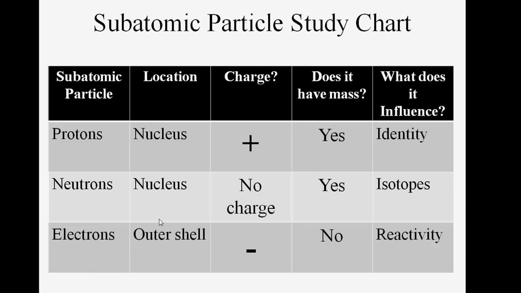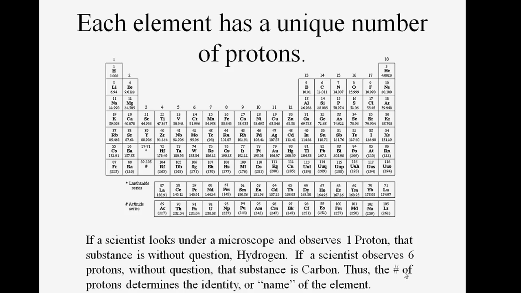And then the electrons, last but not least, are found where? In the outer shell. They have what charge? Negative. Do they have a mass? No. Electrons do not have a substantial mass. But what do they influence? They influence reactivity. So let's get into animations and explanations of what we're talking about.